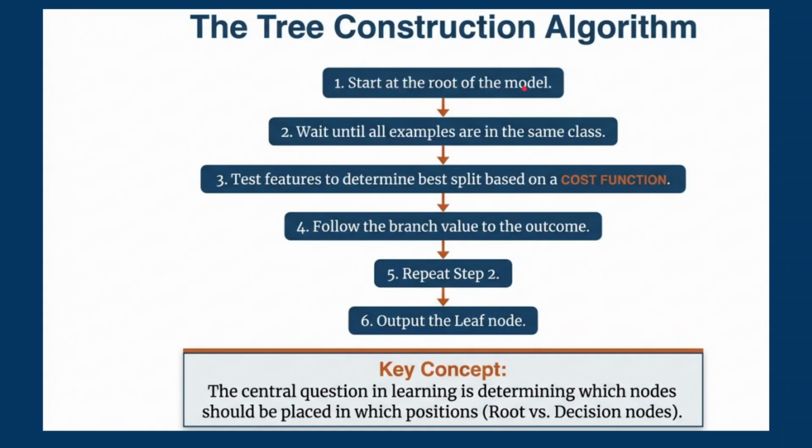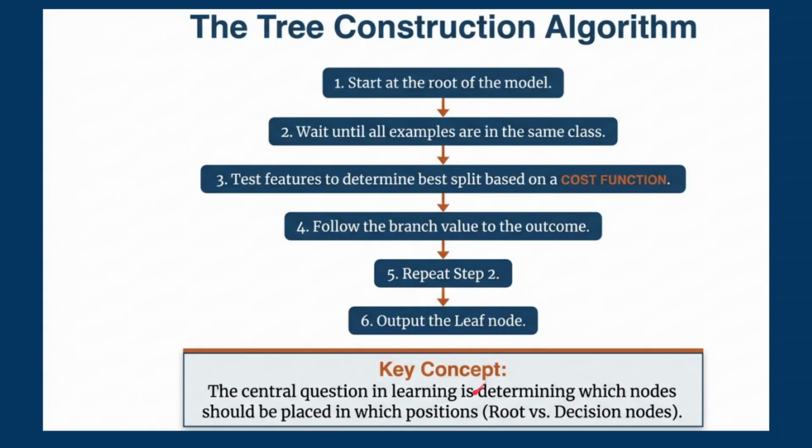And then let us see how the tree is constructed. Start at the root of the model, and wait until all the examples are in the same class. That means you first have to prepare the data so that they come under the same class. Then only can we split on the conditions, and then test features to determine the best split based on the cost function. So we involve a cost function over here, and accordingly it will be useful to split upon the outcome. Okay, and then follow the branch value to the outcome and repeat step 2 until all the classes are over. You have to repeat this, and the output is the leaf node.